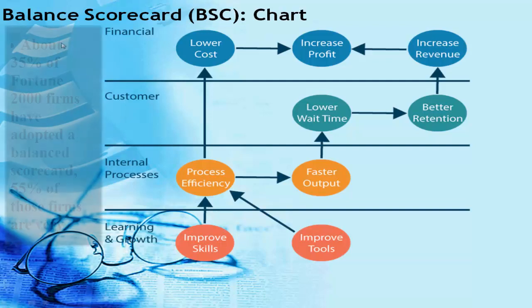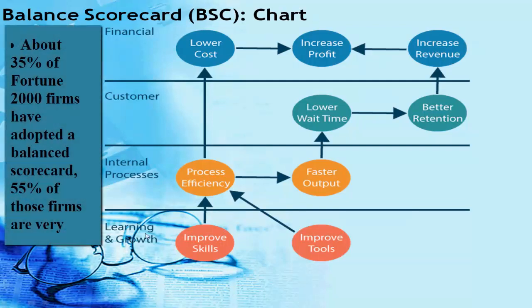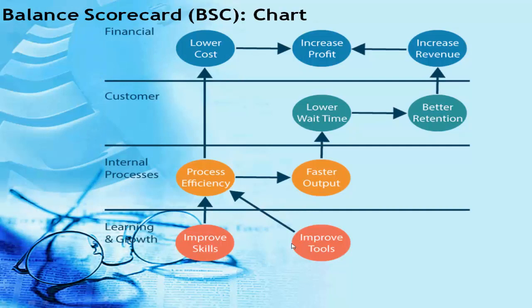Balanced scorecard chart. It's a top-down approach. Learning and growth: improve skills and improve tools. Improve skills hits the second level, process efficiency, and process efficiency hits the fourth level, lower cost, the financial level. Improve tools hits the second level, internal process efficiency, and then faster output. Faster output hits the third level, the customer level, lower wait time, and then better retention. It hits the fourth level, increased revenue. Lower cost and increased revenue both hit increased profit.